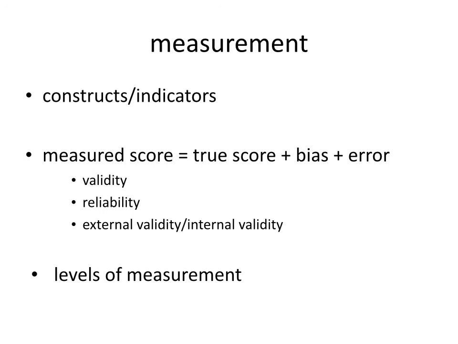Second is ordinal. Ordinal implies order. So ordinal is a set of categories because it too is a set of names, but those categories have an implied order.